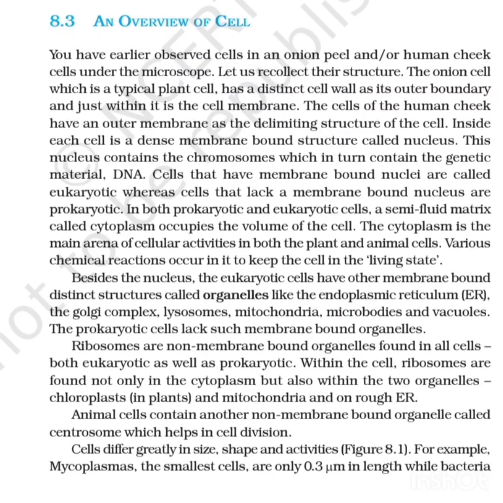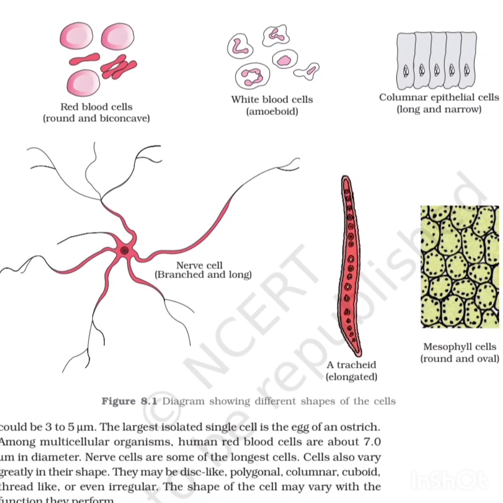Size of cells. The smallest living cell is known as mycoplasma, which is 0.3 micrometers in length, while bacteria are 3 to 5 micrometers. A human red blood cell is 7 micrometers in diameter. The largest isolated single cell is the egg of an ostrich. Nerve cells are some of the longest cells.